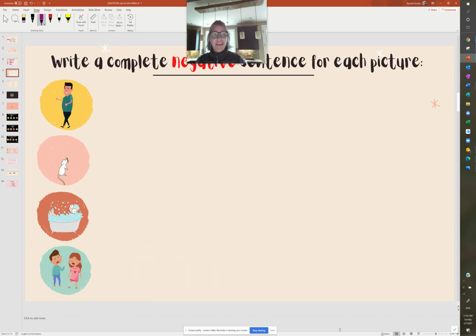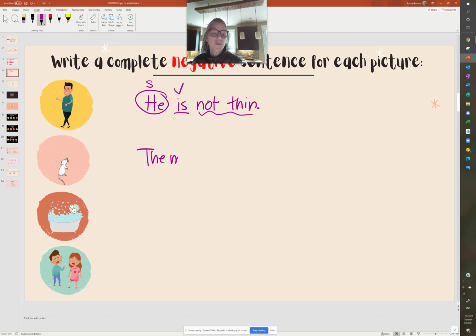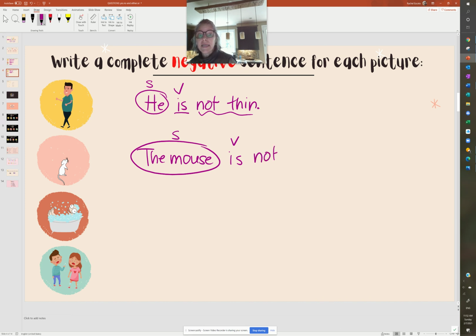Let's look at negative sentences. Write a complete negative sentence for each picture. Okay, well, let's say he is not thin. He's not thin. He's a little pudgy, right? And here we have our subject and our verb. And then we have additional information. We have this not, right? He is not thin. What about the mouse? The mouse is our subject. The mouse is not big.